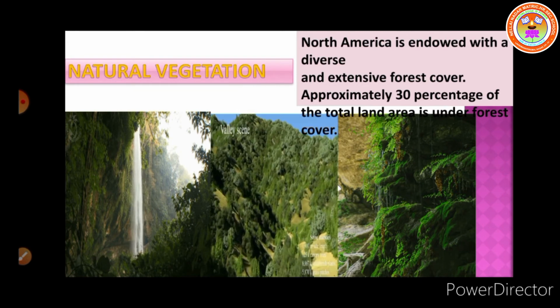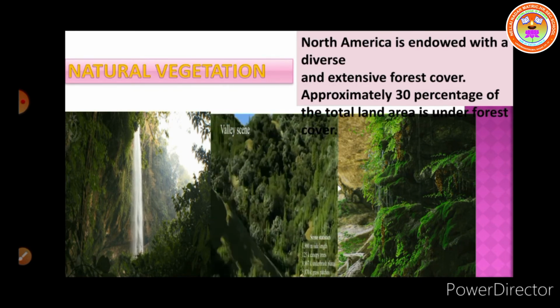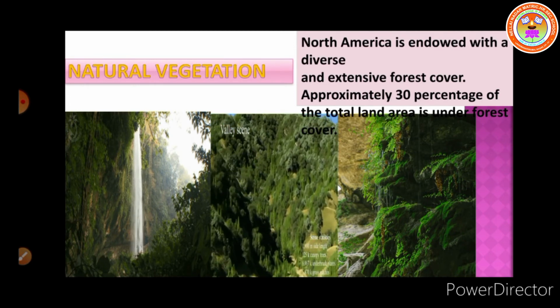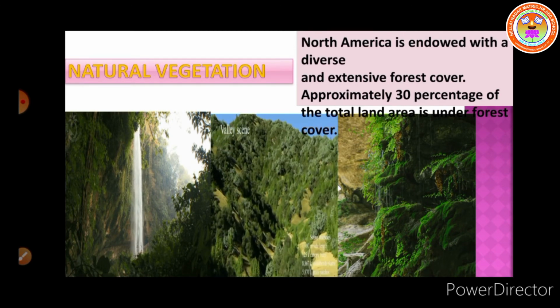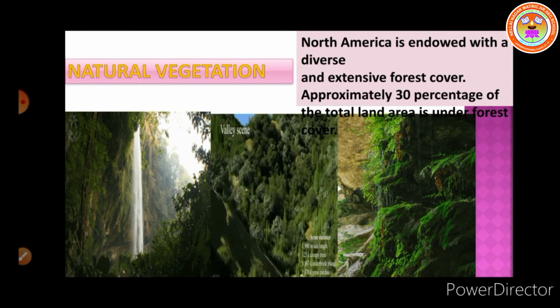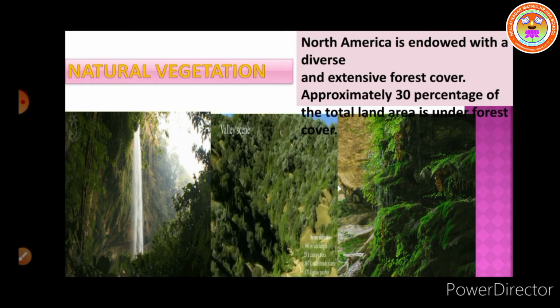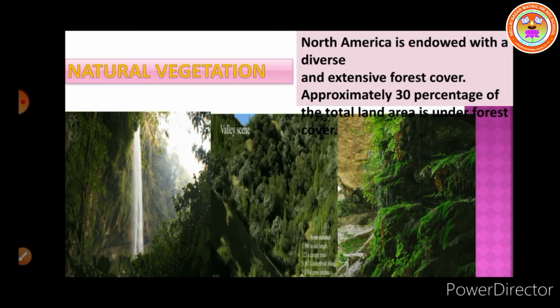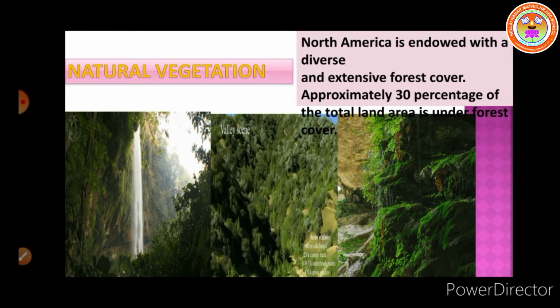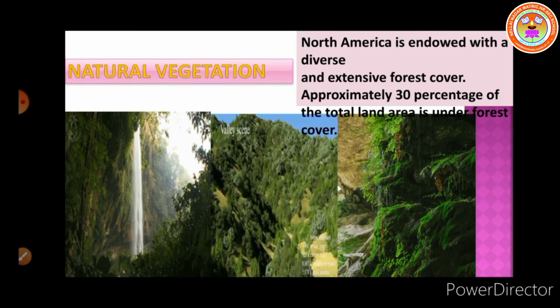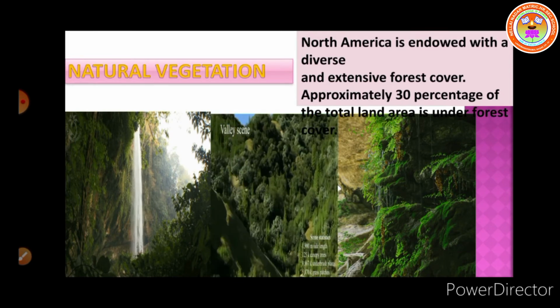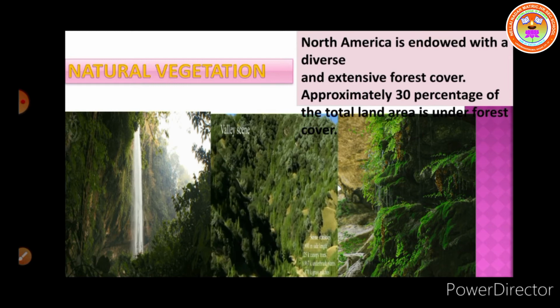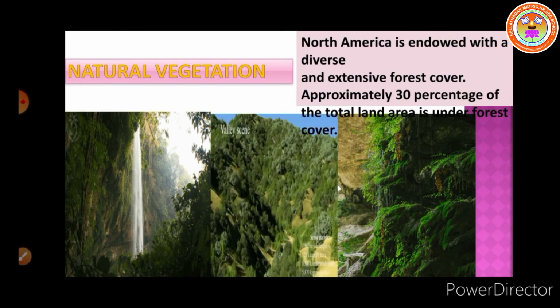Okay. North America is a major producer of timber, plywood, paper. It accounts for approximately 20% of the world's production of timber. Types of forest: tundra, taiga, temperate, prairie, grassland, desert type, the tropical rainforest, mountain forest.